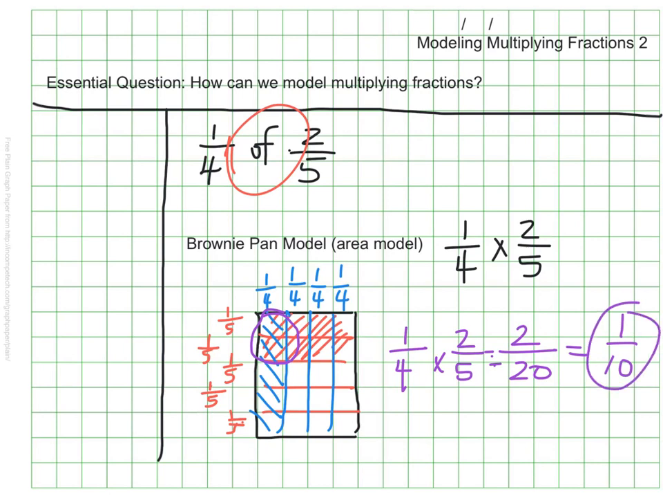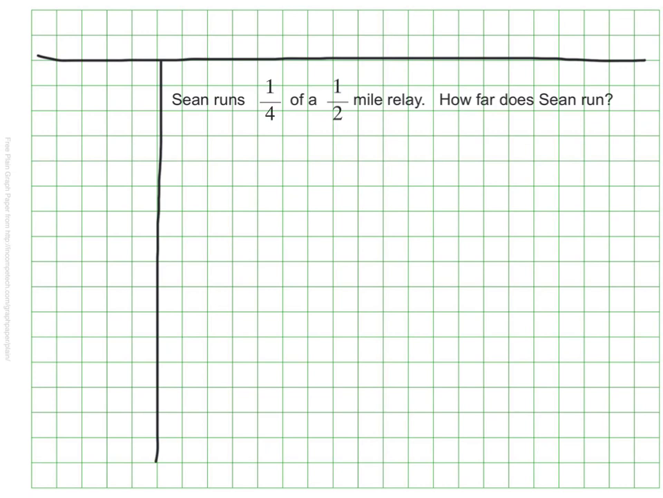In addition to the brownie pan or area model, there's another way we can model this. We're going to give that a try, and we're going to use a different question to get us started. So I'm going to go ahead and turn my page here. In this question, we see that Sean runs 1/4 of a half-mile relay. The question will be, how many miles or how far does Sean run? We're going to use something called a thermometer model this time.